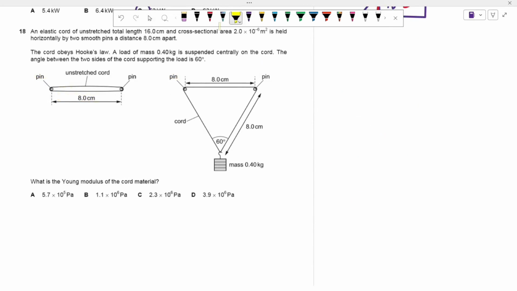An elastic cord of unstretched length 16 centimeters and cross-sectional area 2.0 times 10 to the power of -6 is held horizontally by two smooth pins at a distance 8 centimeters apart. The cord obeys a law created by this guy, Robert Hooke. Those physicists were really smart, right? He created Hooke's law, which says that the force is directly proportional to the extension. And then a load of mass 0.40 kg is suspended on the cord. The angle between the two sides is 60 degrees. What is the Young modulus of the cord?